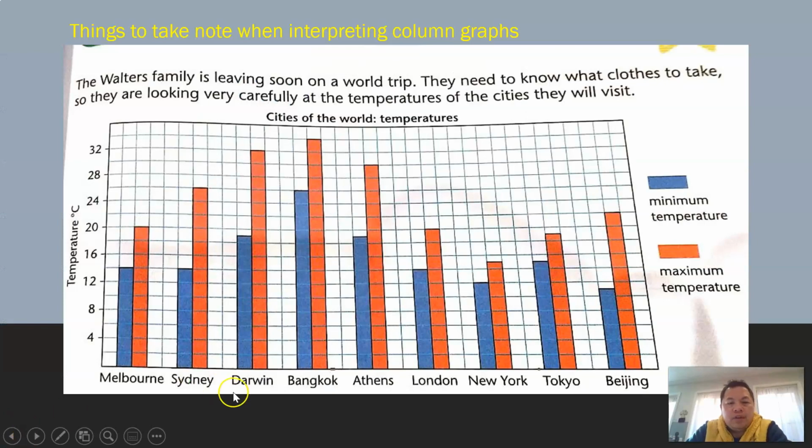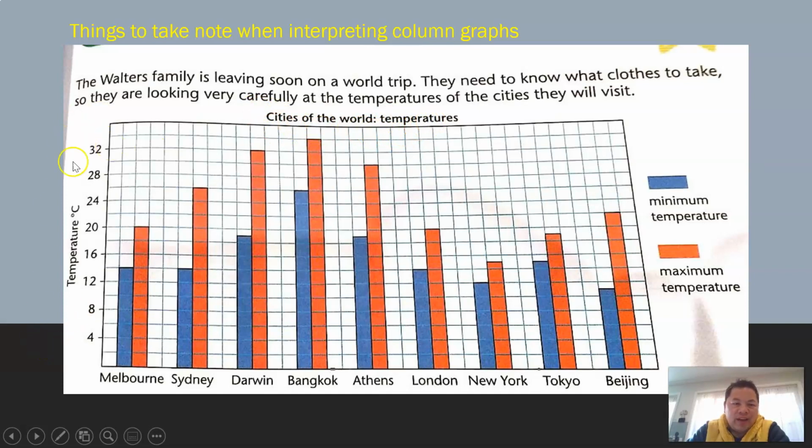Okay, so things to take note when you're looking at the graph. First, of course, is the heading. It's talking about a family going for a holiday and they are deciding what clothes to wear depending on the temperature of the city, which is something very practical. So the top here is known as the heading, cities of the world, in terms of the temperatures.